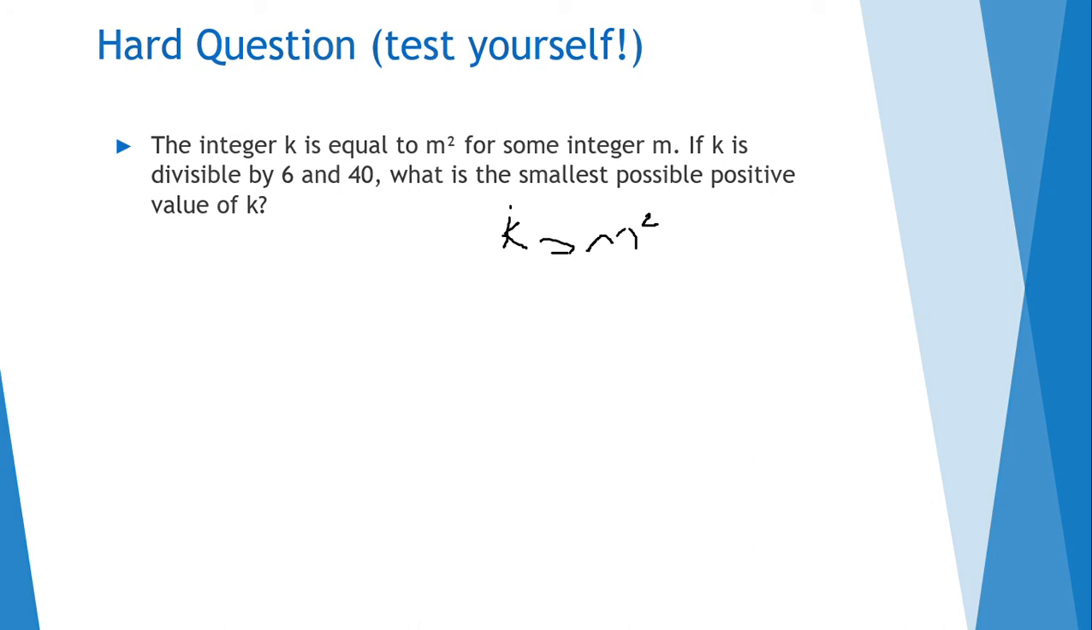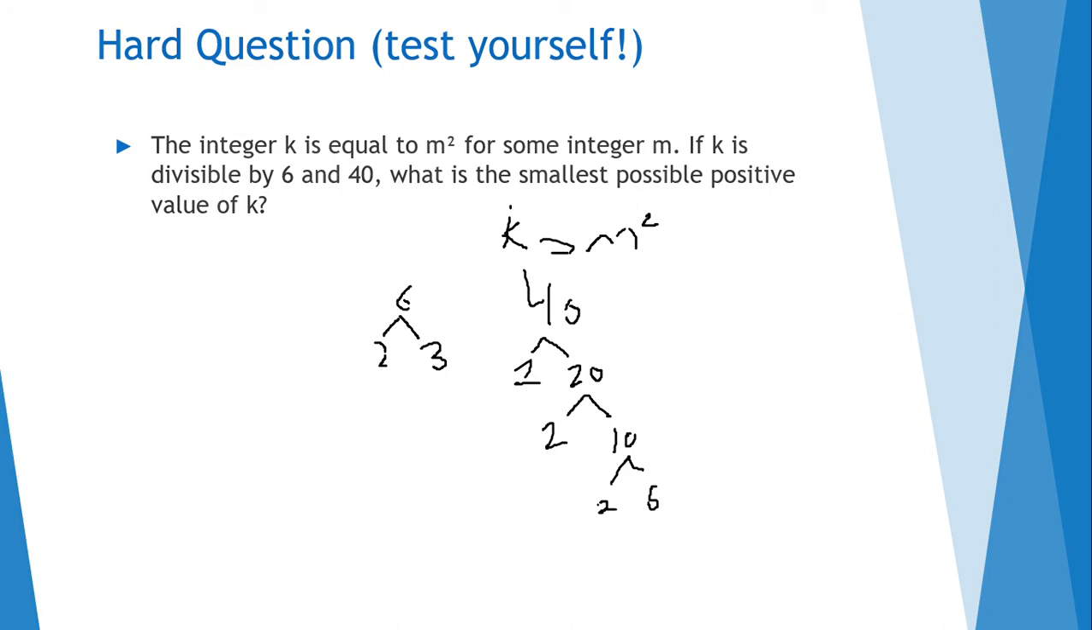Okay, so let's find the LCM of 6 and 40. That way we can figure out what the factor of k is. So with 6, I'm going to pull out the smallest prime, which would be 2, and I'm going to be left with 3, which is another small prime, so I'm going to leave it there. With 40, I'm going to pull out 2, I'm going to be left with 20, I'm going to pull out another 2, I'm going to be left with 10, I'm going to pull out one more 2, and I'm going to be left with 5, which is a prime. So I'll have 2, 2, 2, and 5.